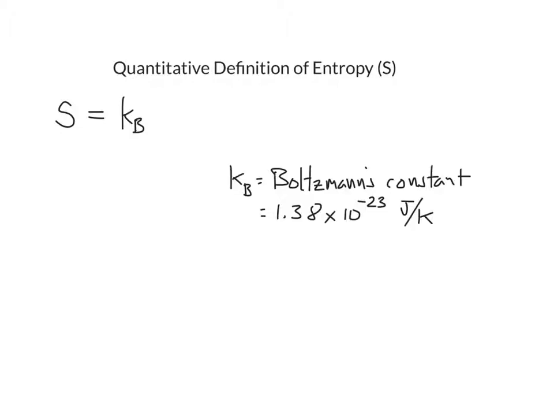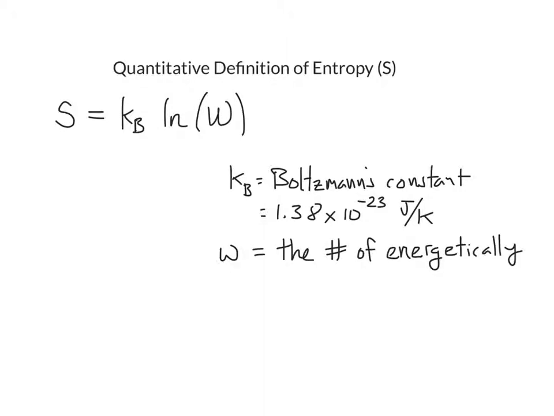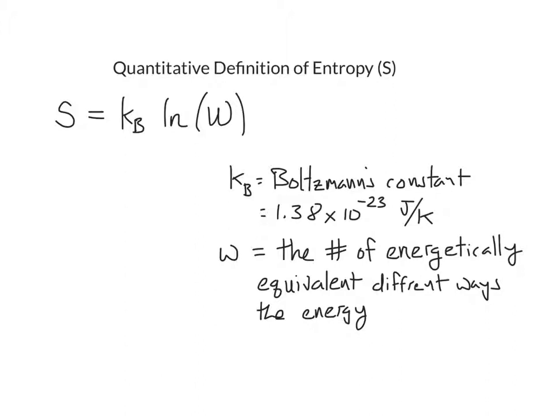Quantitatively, the entropy of a system is equal to Boltzmann's constant times the natural log of W, where W equals the number of energetically equivalent different ways the energy of the individual molecules or particles in the system can be arranged.